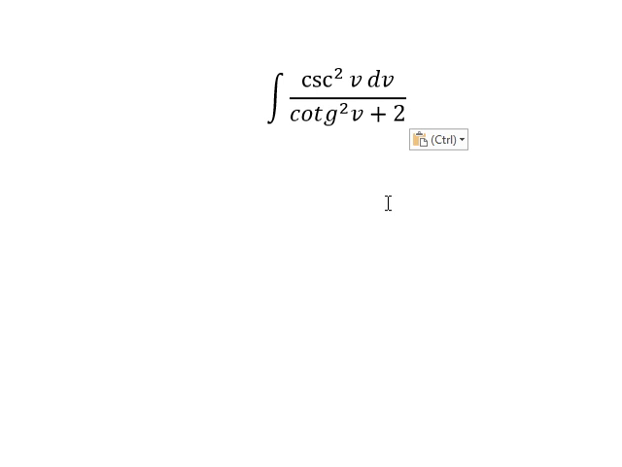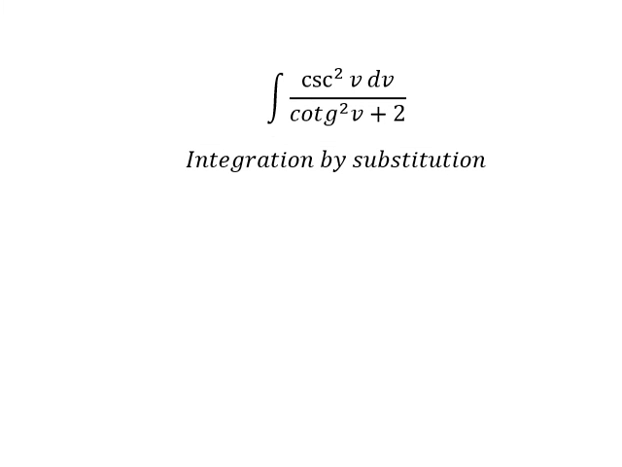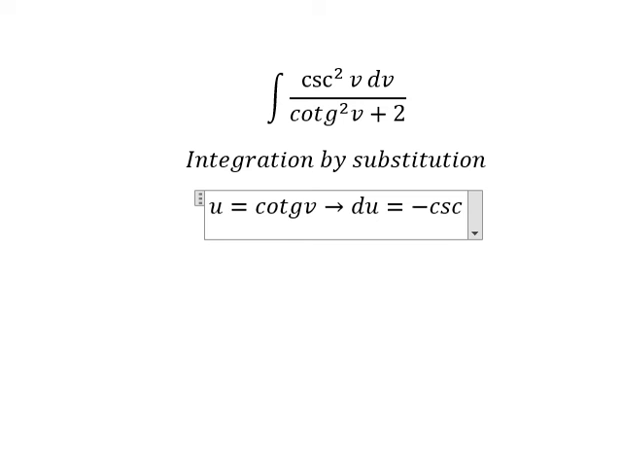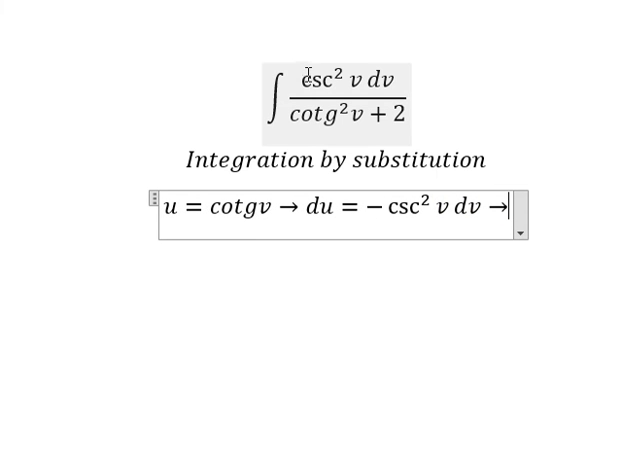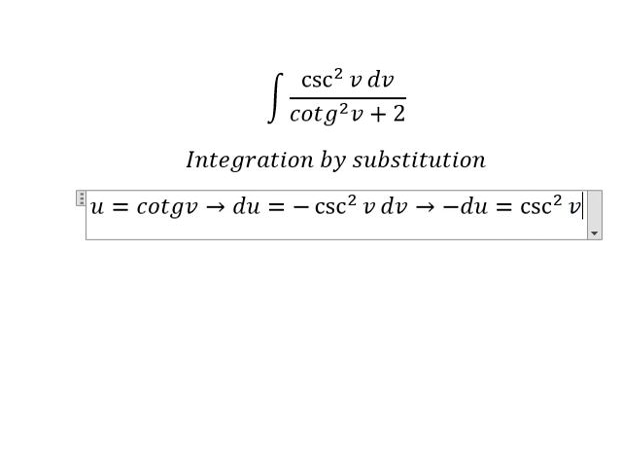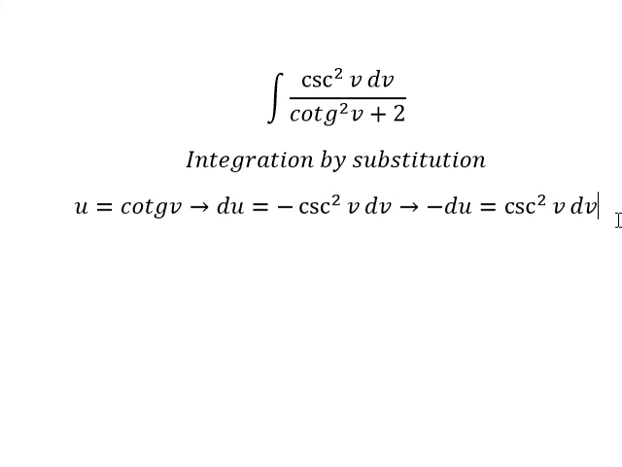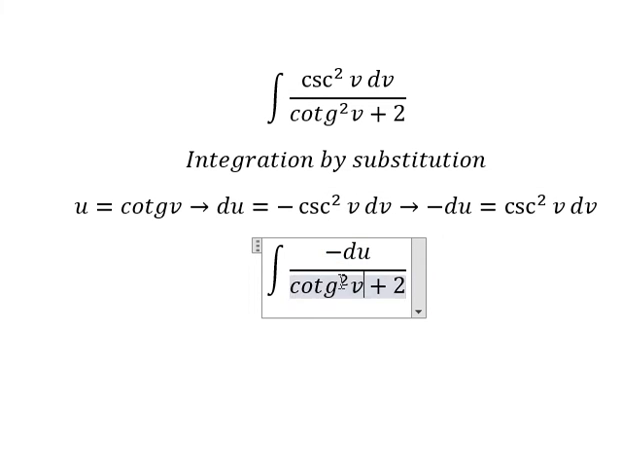Now in this situation I need to use about integration by substitution. So I will put about u equals to cosine v. du, you got about negative cosecant of v square dv. Because we don't have the negative sign in here, so we put the negative next to du. So this one we change for negative du. This one we change for u square.